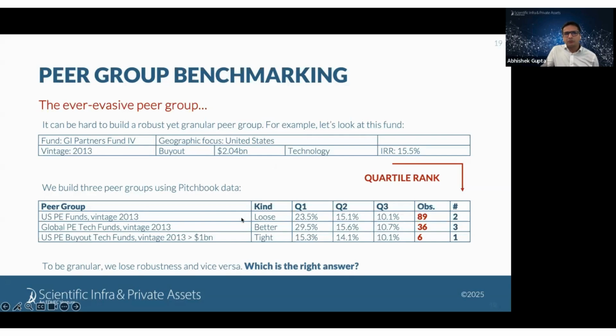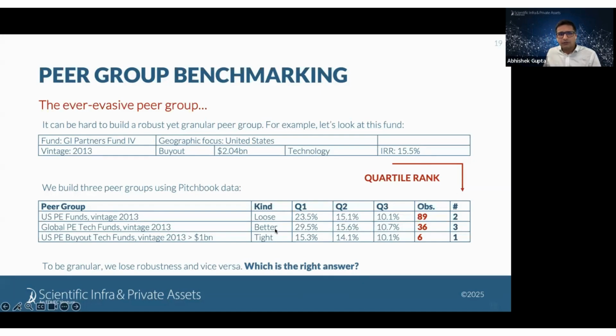First, we take a very loose approach. US private equity funds of 2013 vintage. So it's a very loose peer group to create for this particular fund. We have the Q1, Q2, Q3, the three quartile boundaries for that peer group. 89 funds in this sample, and quartile rank for this fund is 2.